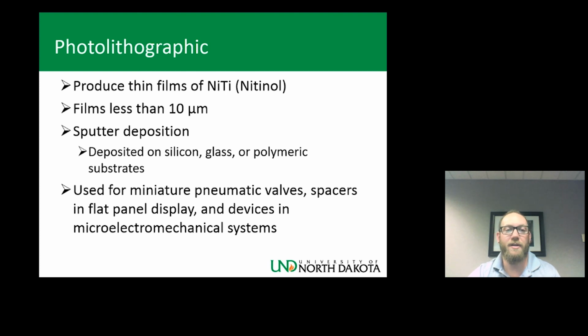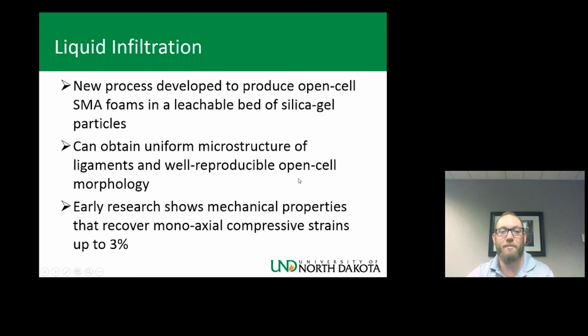One area is creating thin films, which is done by the photolithographic method, and it produces nitinol thin films with thicknesses that can be less than 10 microns. This is done by sputter deposition, and the nitinol is deposited on a silicon, glass, or polymeric substrate, and it's used in miniature pneumatic valves, spacers, flat panel displays, and devices in microelectromechanical systems.